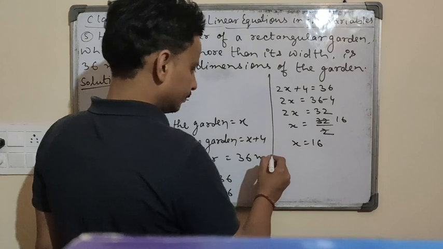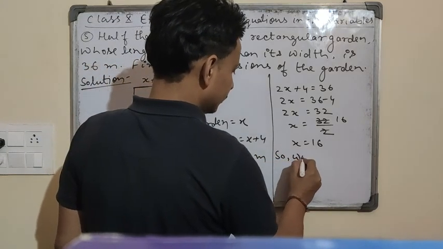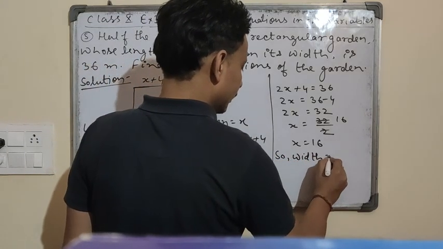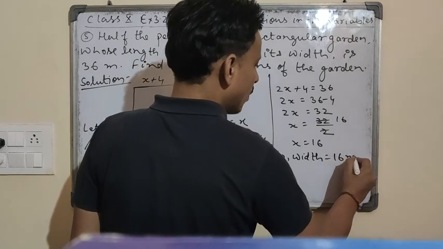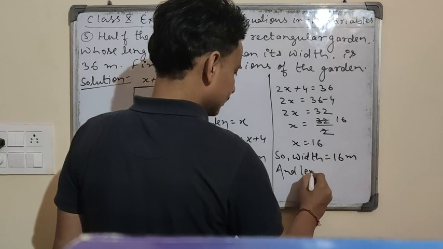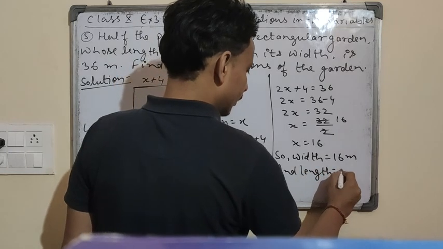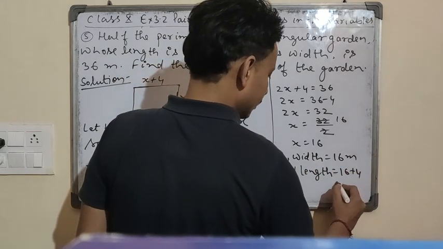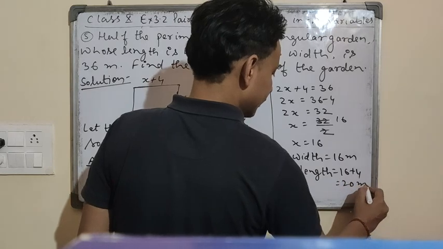So width equal to 16 meter and length equal to 16 plus 4 equal to 20 meter.